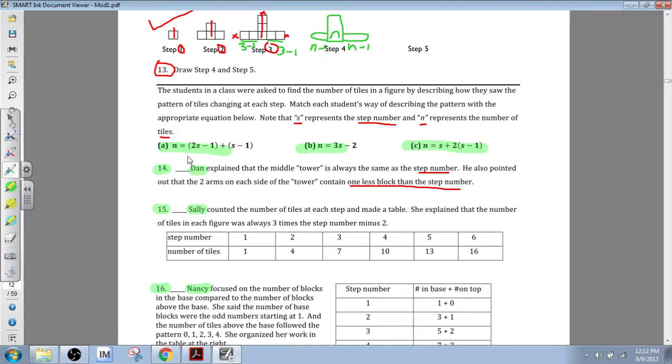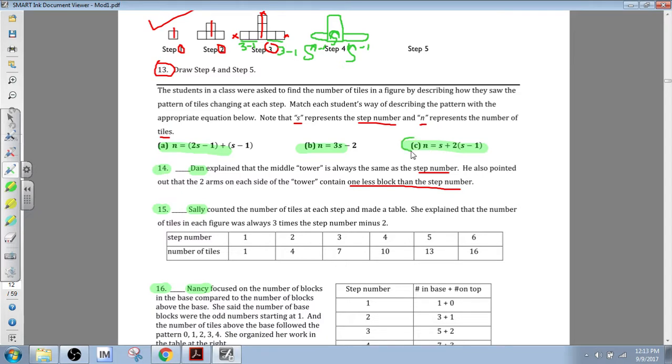Actually, it should be S because we're talking about step number. These N's should be S's. So which of these equations represents the step number, plus a step number minus 1, and another step number minus 1? This one says 2 times the step number minus 1, plus the step number minus 1. That's not exactly what we're seeing here. This says 3S minus 2. That's not really what we have here.